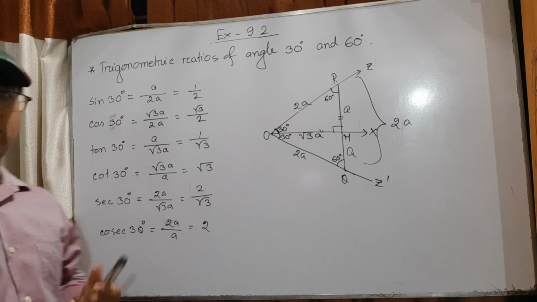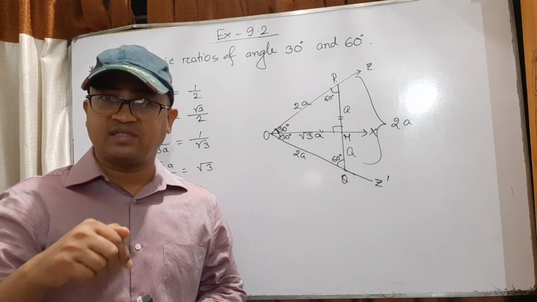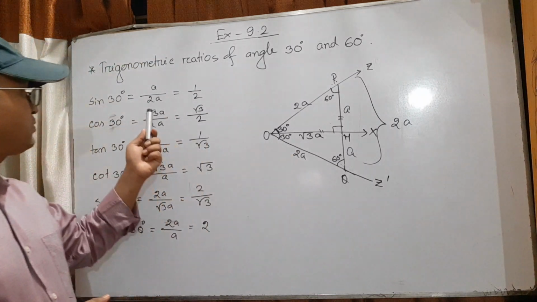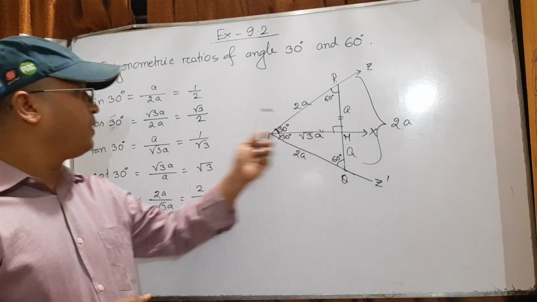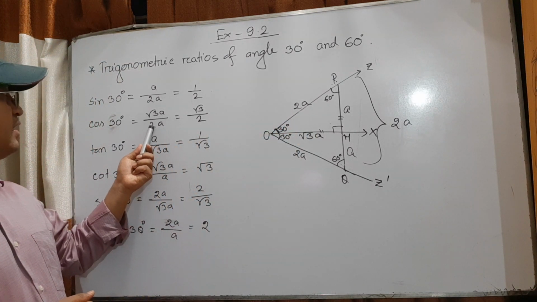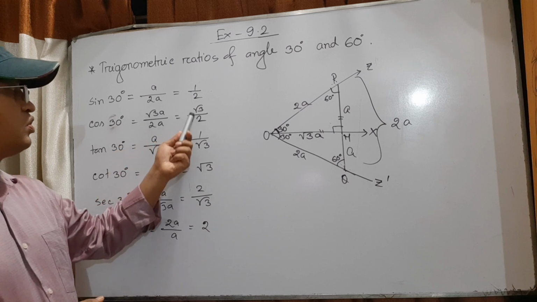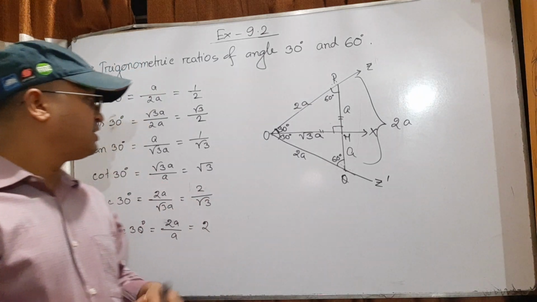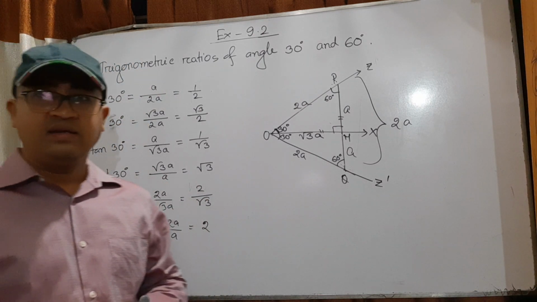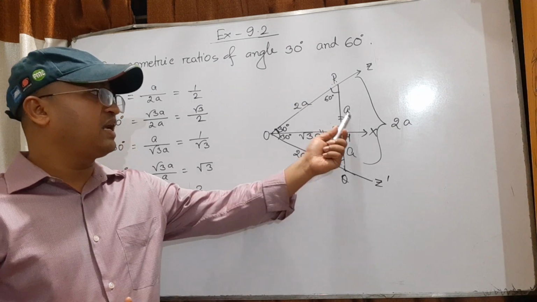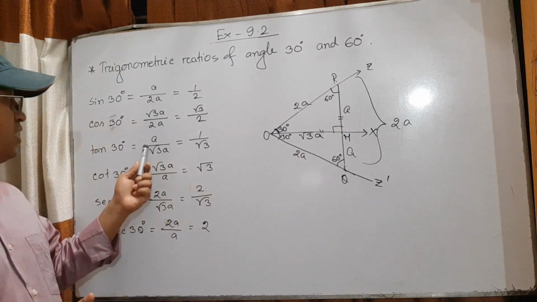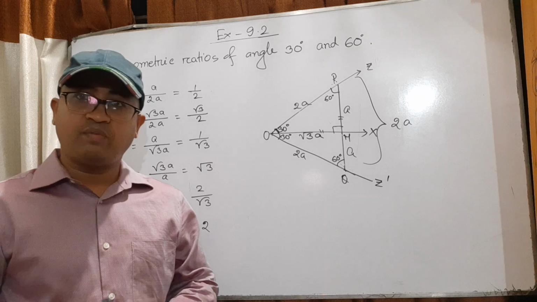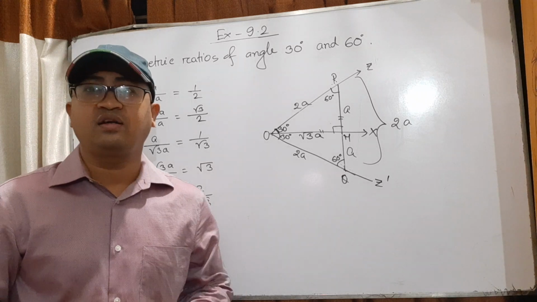Similarly, cos 30 degree. Cos 30 degree, adjacent side by hypotenuse. Adjacent side, that is root 3A, by hypotenuse, that is 2A. So A and A will be cancelled and it remains root 3 by 2. So cos 30 degree is equal to root 3 by 2. Now tan theta. Tan theta is opposite side by adjacent side, that is A by root 3A. If you cancel A, it will be 1 by root 3. So you should memorize the ratio.